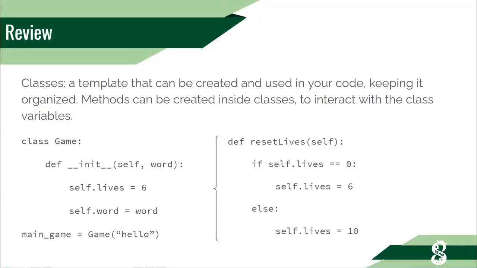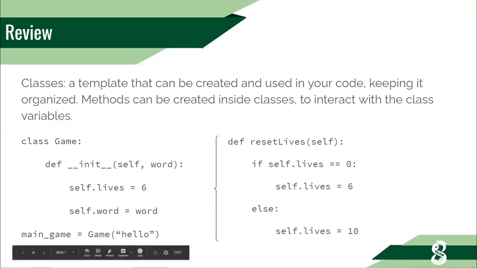So that's a class, but we haven't actually done anything with it yet. We have to create an instance of the class. In this case, main_game is an instance of a game with the word hello.